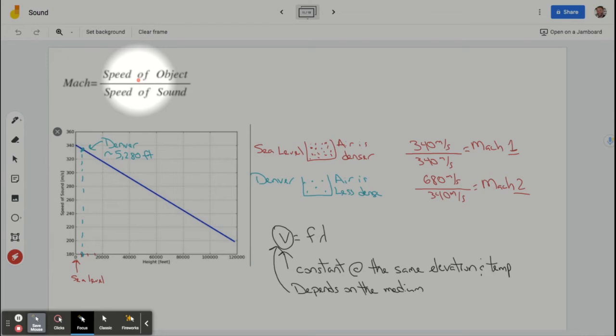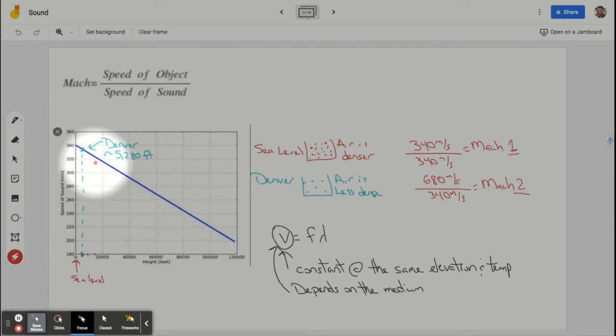So here I want to talk about the speed of sound, or Mach 1, Mach 2. What does that actually mean? It's all relative to what the speed of sound is. So what I want you to know based on this y-axis, the speed of sound, and the height or elevation in feet: notice as my elevation increases, the speed of sound decreases.